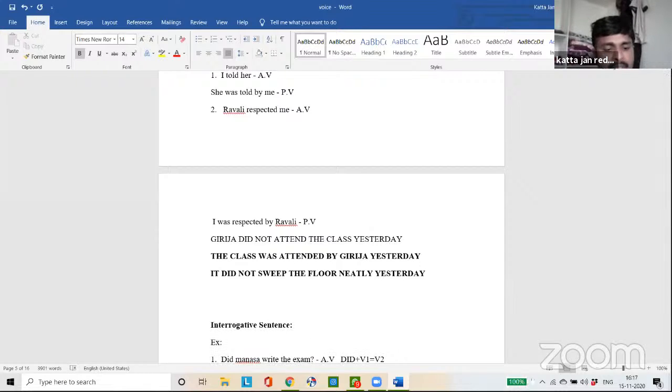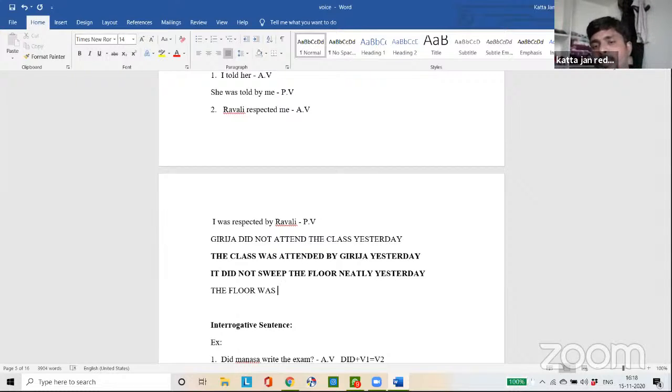Now, the answer. Again, it is a subject, did not sweep the verb form, the floor the object. Neatly yesterday is the remaining part of the sentence. Now, let me change it into passive voice. What is the object? The floor. The floor, again was. Why was? Because did plus V1 gives V2, was or were. Why only was here? Because the floor is singular. So, the floor was.